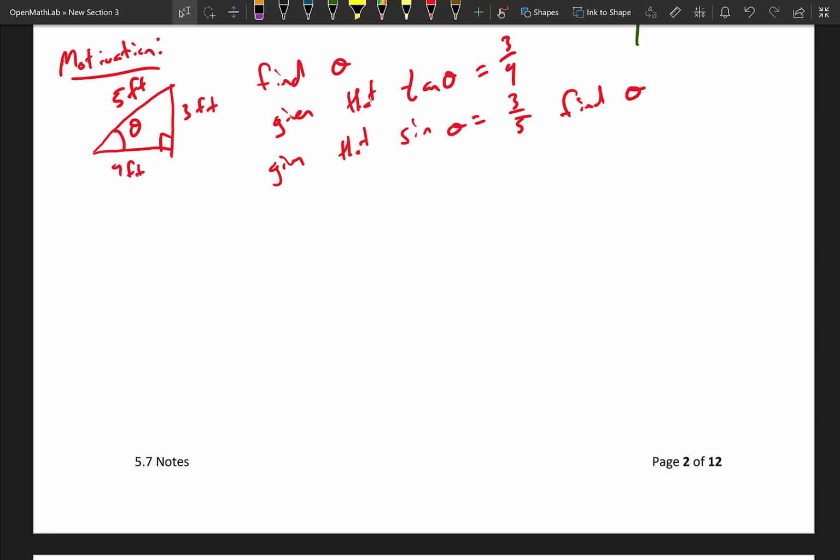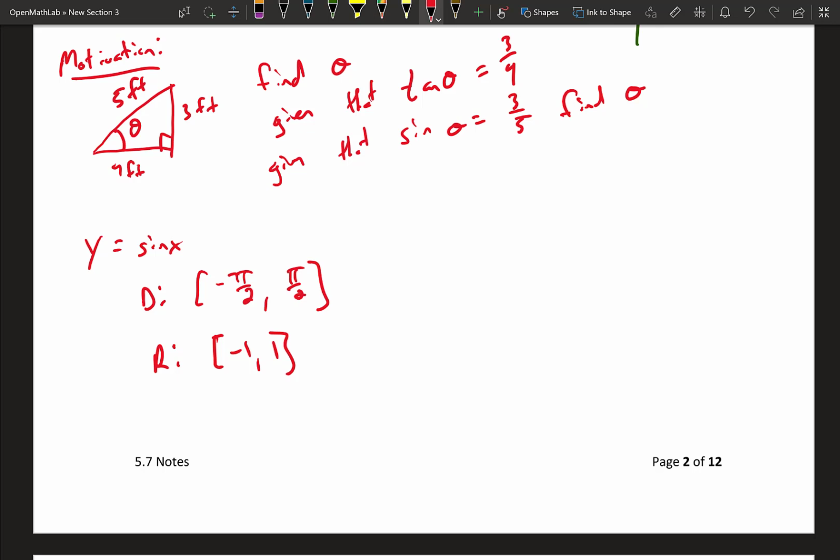All right, so let me write down a few more things. Let's say we have y equals sine of x. The domain here is, we're limiting it to be negative pi over 2 to pi over 2, so that way we have a 1-to-1 function. The range is going to be in between -1 to 1.